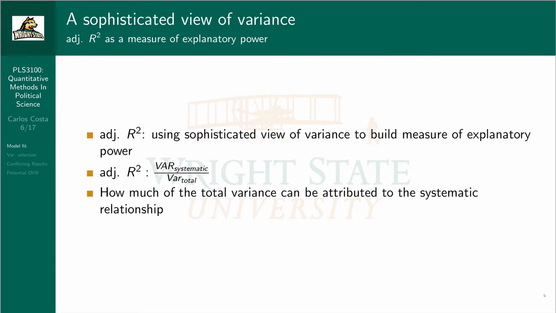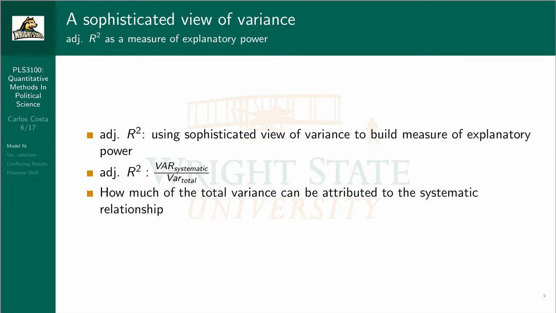This process, where we divide the systematic variance by the total variance, is a sophisticated way for us to get some sense of the overall explanatory power of the OLS. This process, which consists of dividing the systematic variance by the total variance, produces a measure known as the adjusted R-squared. Its job is to inform us of how much of the variance can be attributed to the systematic relationship between the dependent variable and the independent variable.